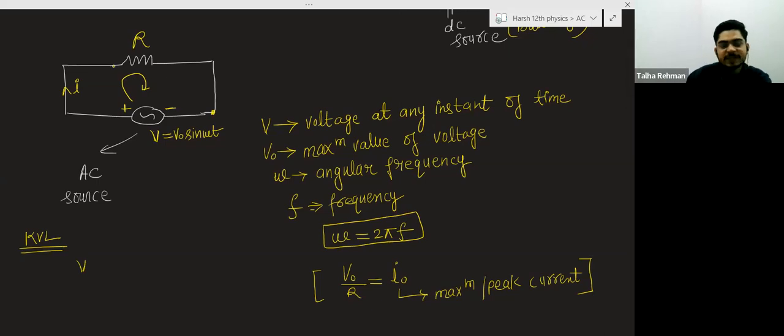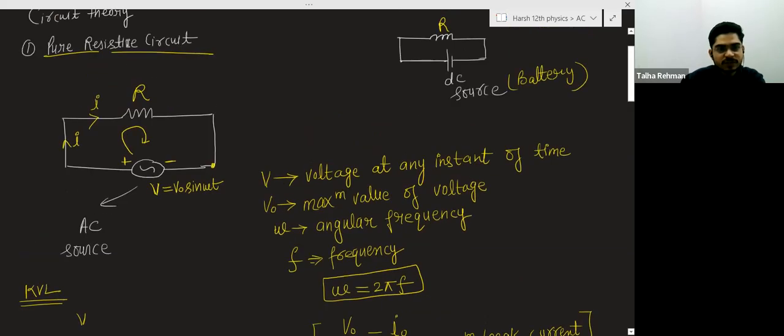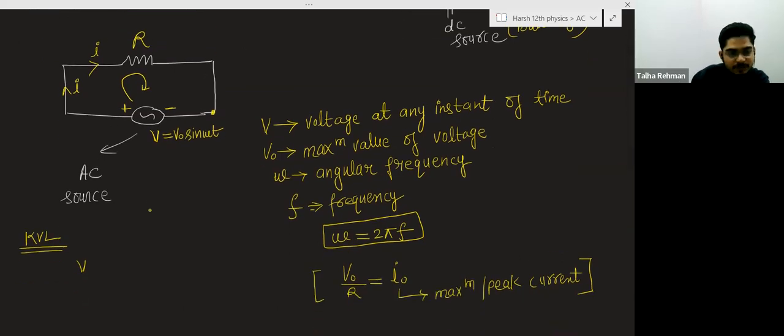Now here is another potential difference. The current is going in this direction, and the direction of the current is the direction of decreasing potential. What is the potential difference across this resistance? Potential difference across this resistance will be I into R, V is equal to IR. So we will take that as minus. It will become minus IR, and this is equal to 0.